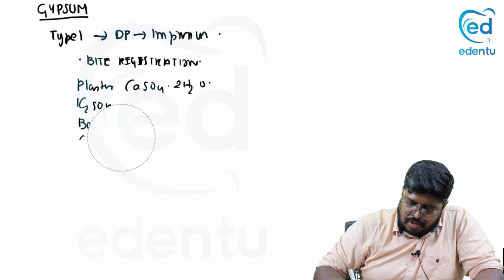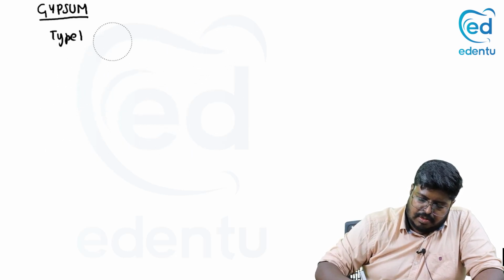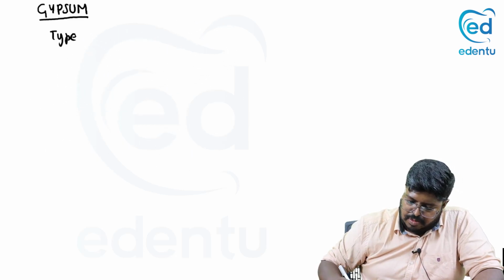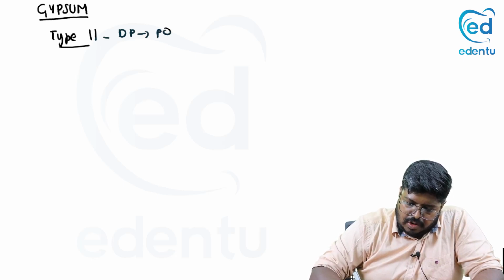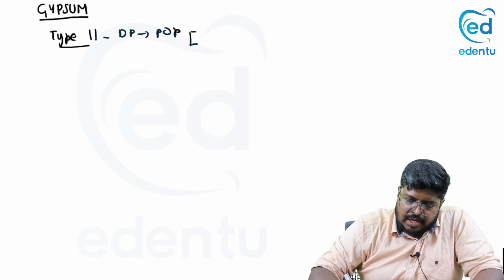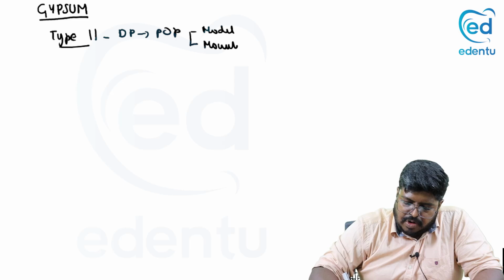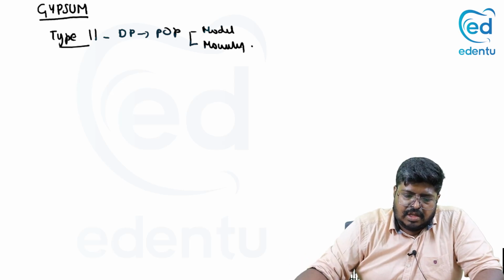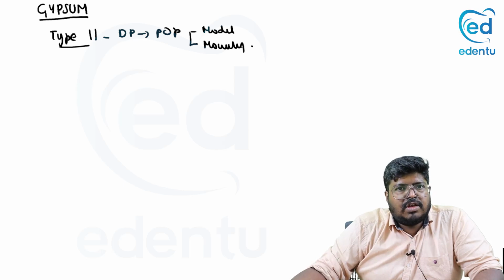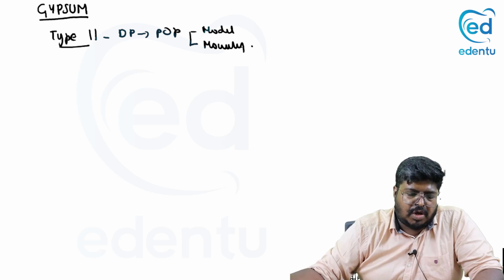Now we come on to the important points. You have type 2. This is called dental plaster, also called plaster of Paris, and it can be used for making models, and it can be used for mounting onto an articulator. See, in ISO 6873, I told you, you have two classifications, class 1 and class 2. Class 1 was used for mounting and class 2 was used for models.